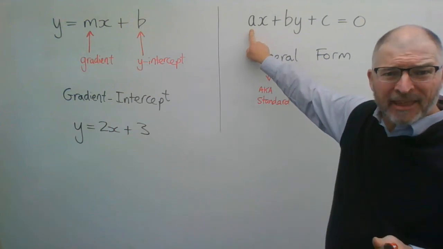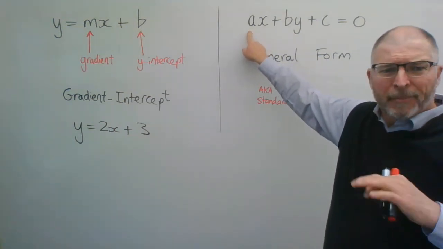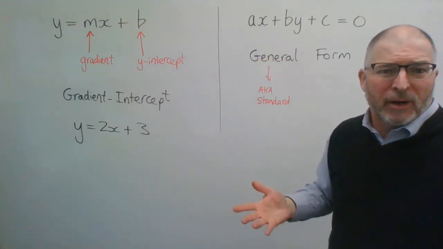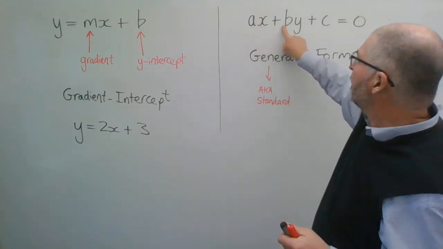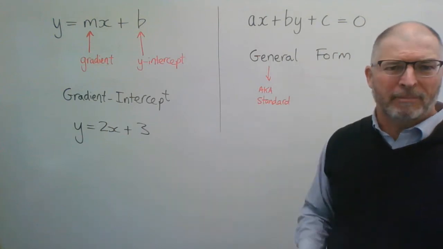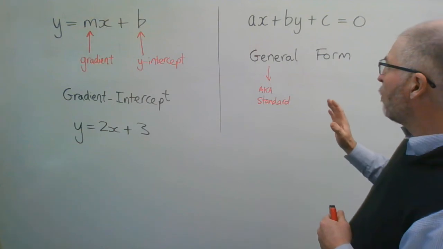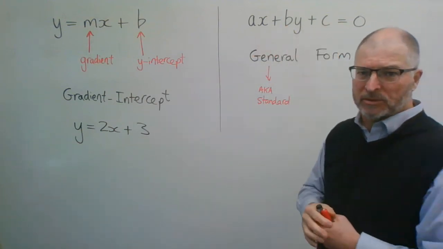The number in front of the x is normally a positive number. So even though it would still be in general form if it wasn't, you try to be reasonable and change it to a positive number. Secondly, these three numbers here should be whole numbers. So we multiply by denominators and get rid of fractions. So general form, ax plus by plus c equals 0.